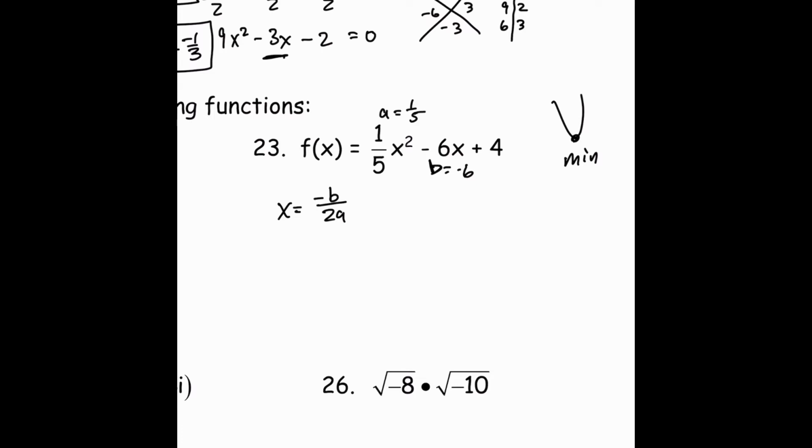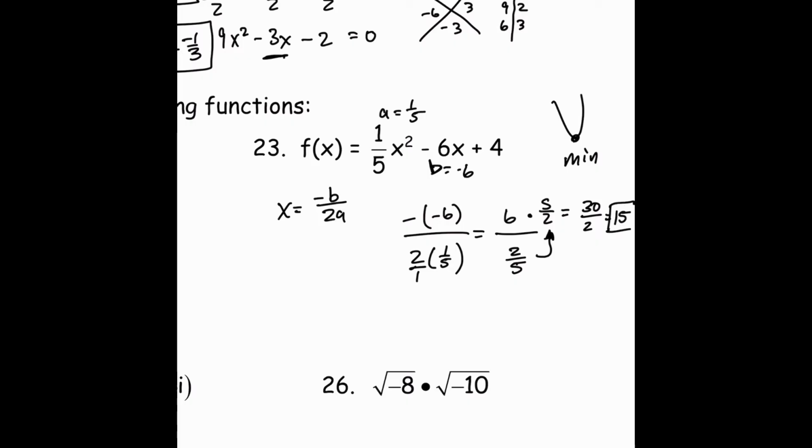Okay, so let's plug this in. Negative b, and b is negative 6, over 2 times 1/5. So we have a complex fraction, a fraction inside of a fraction. The negatives cancel, since negative times negative is a positive. On the bottom we multiply straight across, so we get 2 over 5. If you remember, keep, change, flip: keep the top, change it to multiplication, flip the bottom, so 5 over 2. So this is 30 over 2, which is 15. That means the x value is going to be 15.